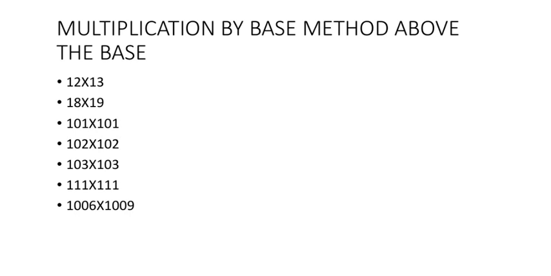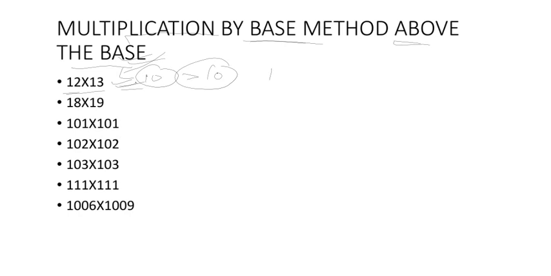So in the next slide, we are going to see multiplication that involves the same base method, but with values above the base. The values of the two numbers that we have taken are above the base. Let me check the product between these two numbers. First, I have taken 12 and 13. Here we can take the base as 10. These two numbers are always greater than 10. So that is the meaning of the base method above the base.